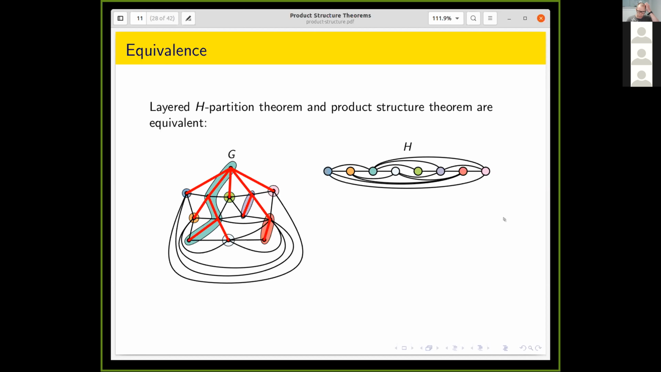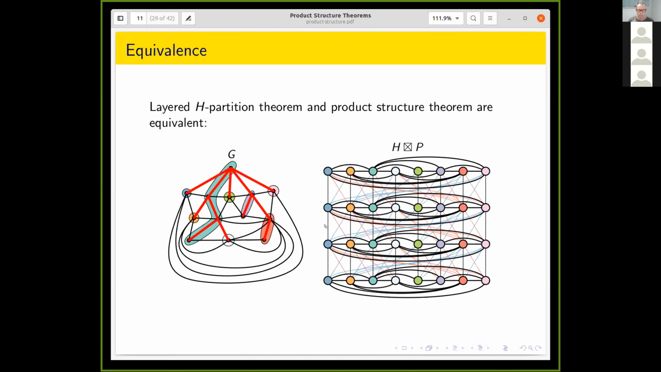So far, there's nothing in here about products and product structure, but let's look at what happens if we take H now and we multiply it by a path. How long of a path? Well, we'll take a path whose length is equal to the height of the tree, so the longest path in the tree. In this case, the longest path has 1, 2, 3, 4 vertices. So we do that multiplication, and this is what we get.